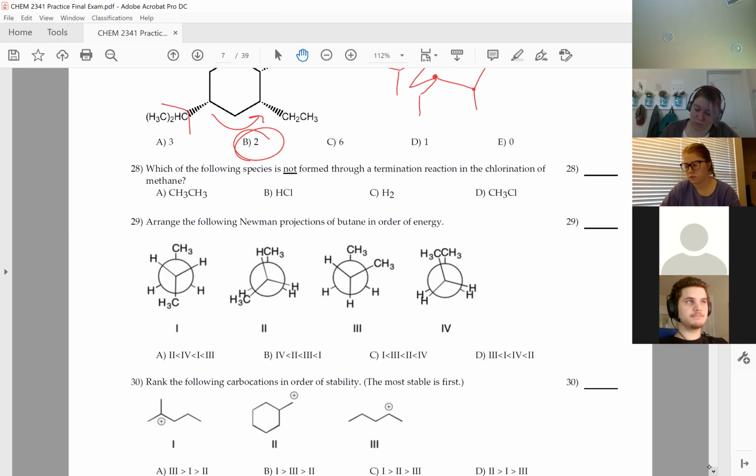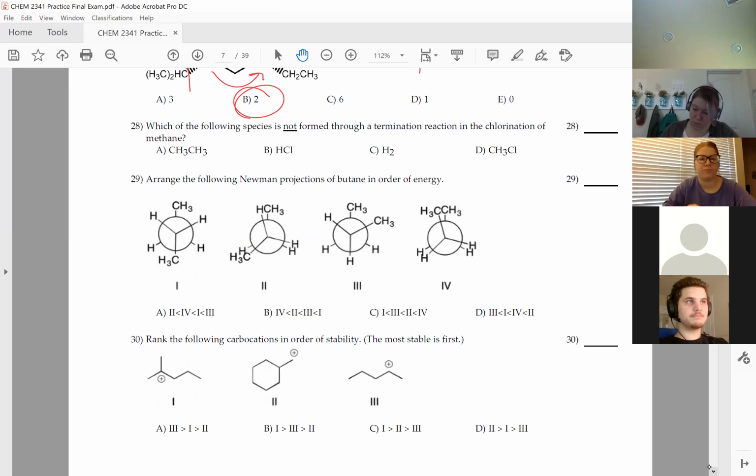Okay, number 29. Arrange the following Newman projections of butane in order of energy. Notice that it has the less than signs. So we're going from the lowest energy to the highest energy conformation. What are we looking for in a low energy conformation? Don't you want it to be more stable? Yes, and what about the structure would make it more stable? The 2 methyls are as far away from each other as possible.